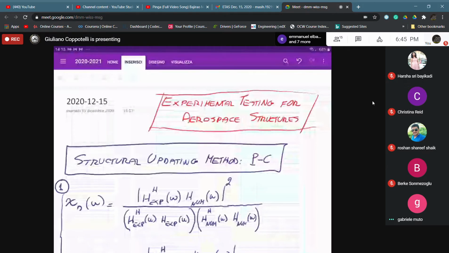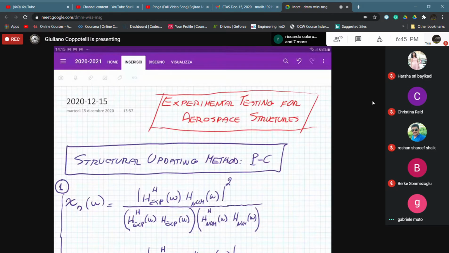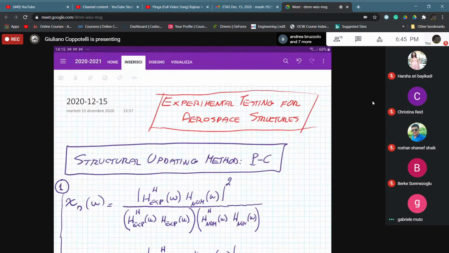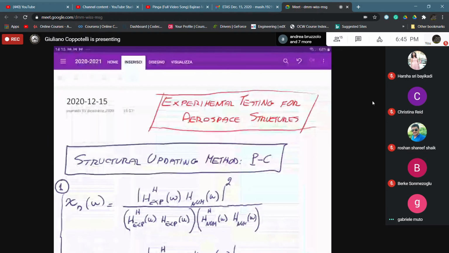Welcome, everybody, to this experimental testing for aerospace structures class. Today, we are going to see some last details about the structural updating method that is called predictor corrector, that we started using just yesterday. And then we will see some other estimating techniques that are very fancy and very useful in specific structural conditions. So let's dig in with the structural updating method called predictor corrector.